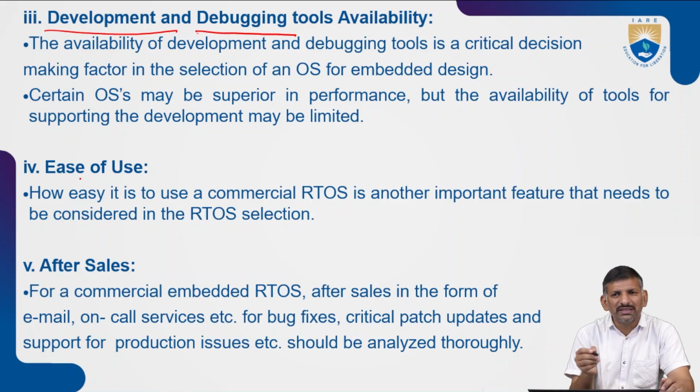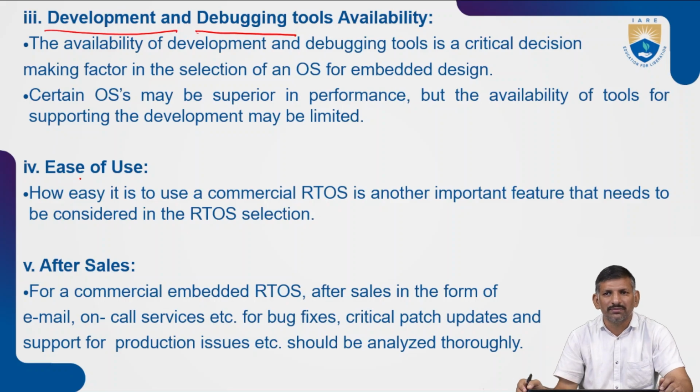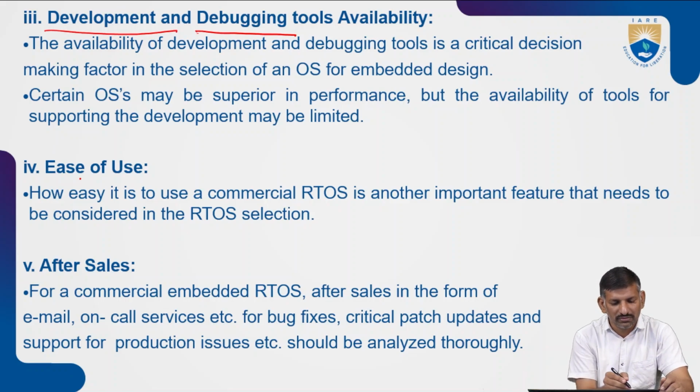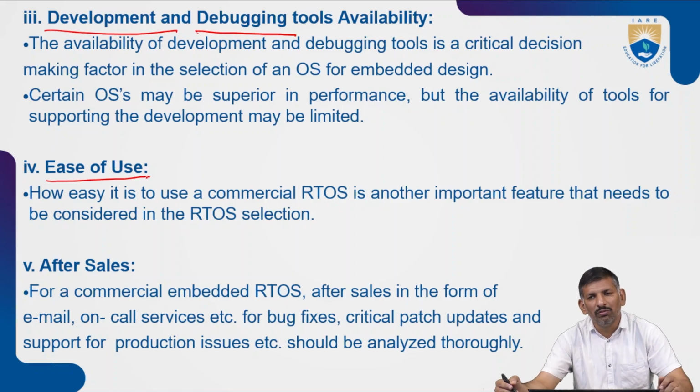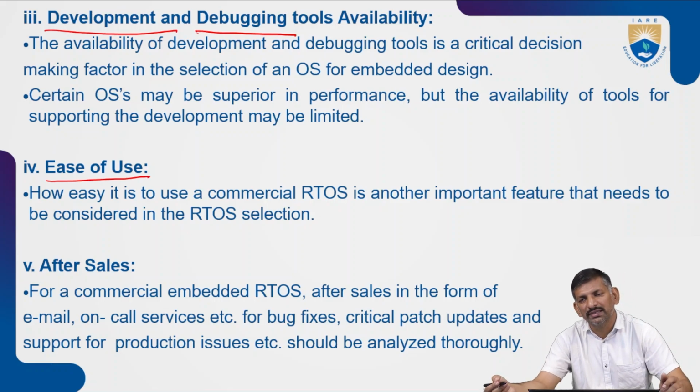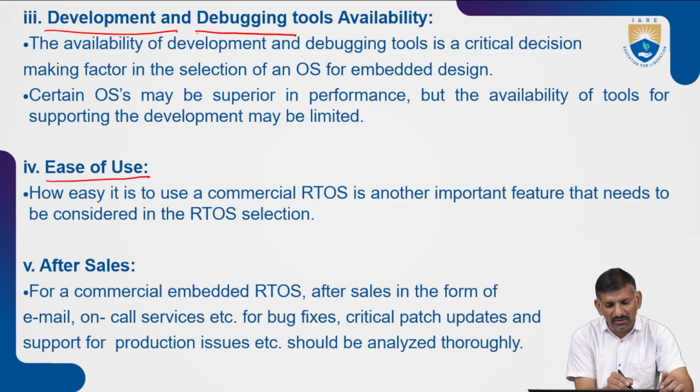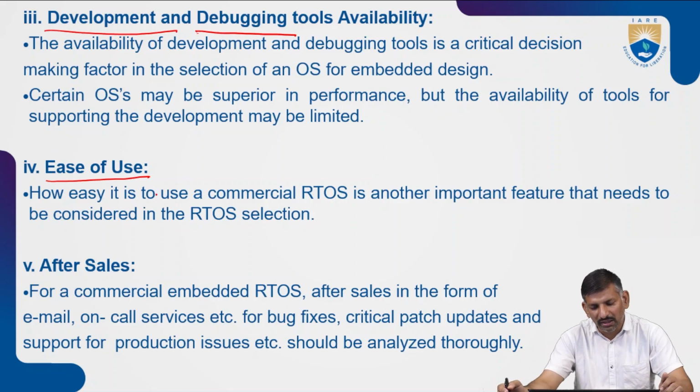Next, how easily we can design with the operating system. That is ease of use. How easily can we design the real-time operating system so that it meets the deadlines and the embedded system requirements? How easily a commercial RTOS can be used is another important feature that needs to be considered in real-time operating system selection.